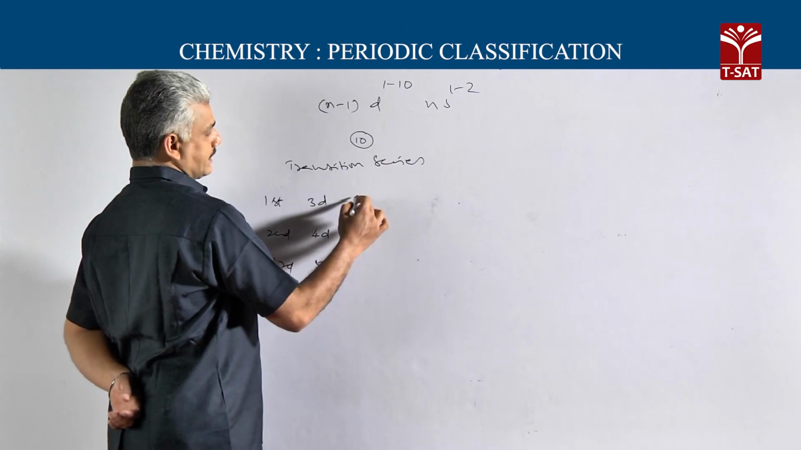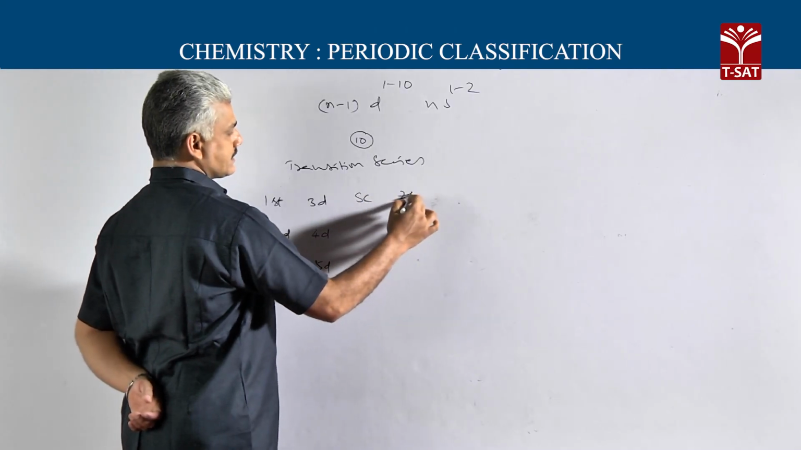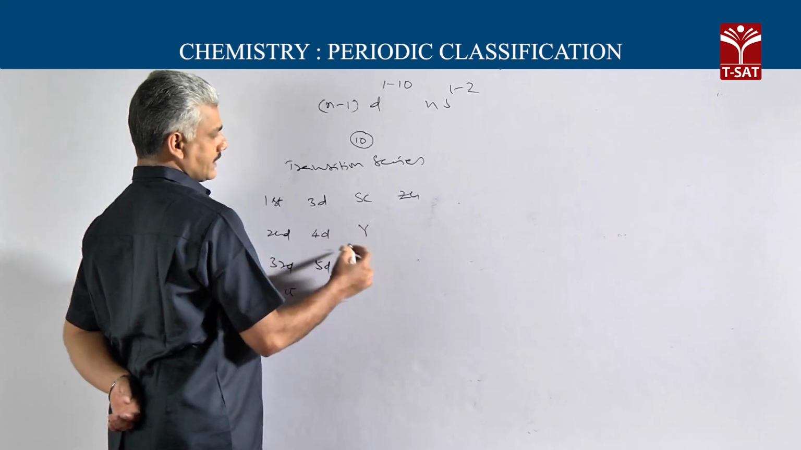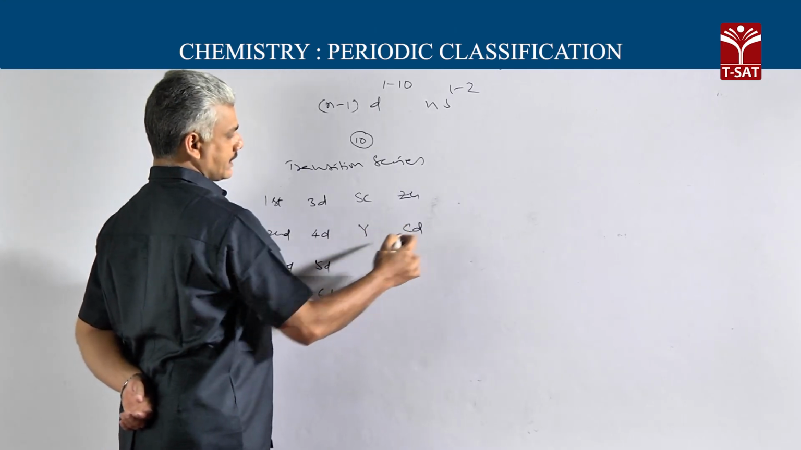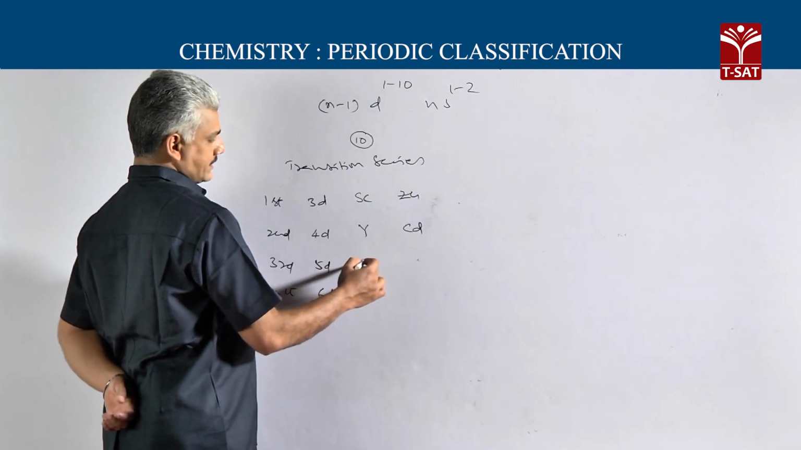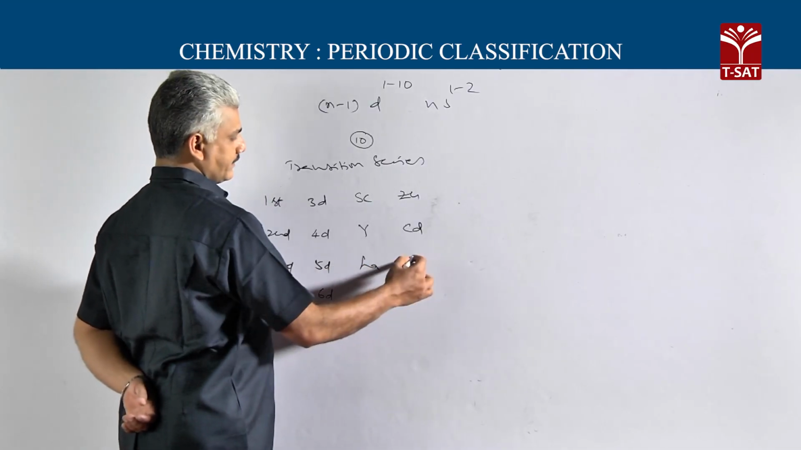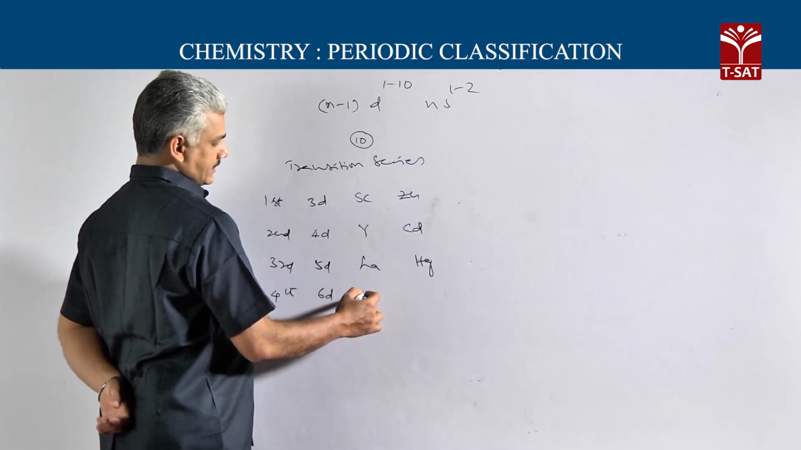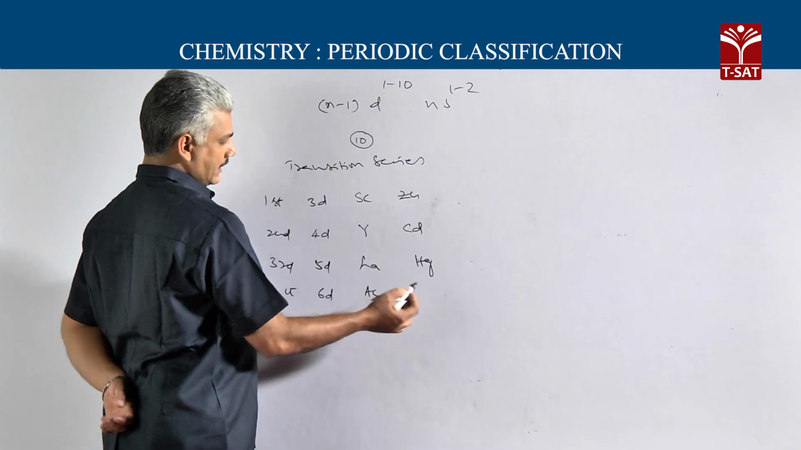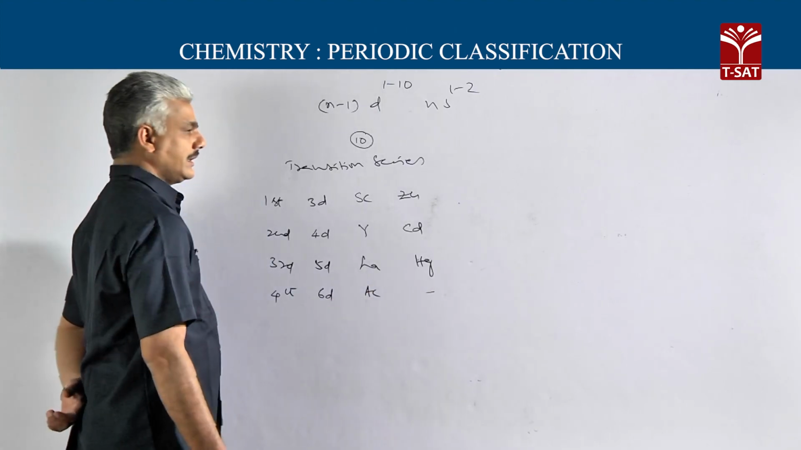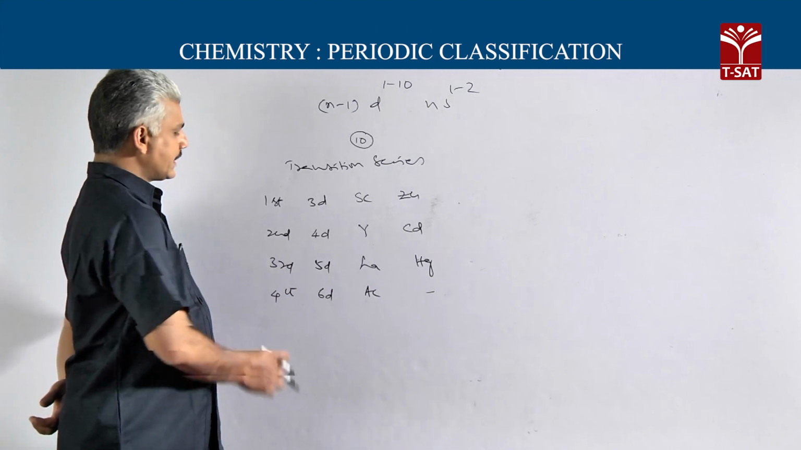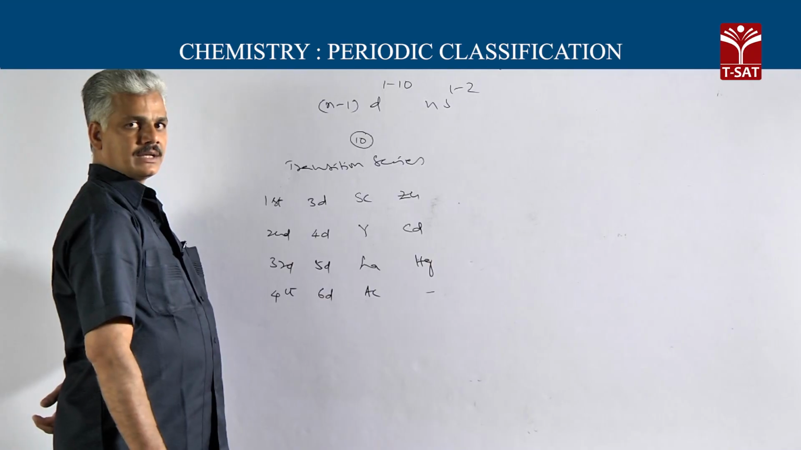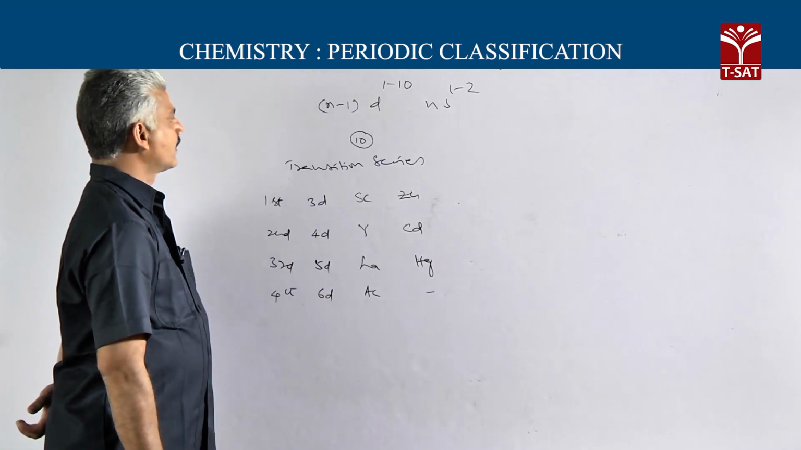The 3D series begins with scandium and ends with zinc. Second transition series begins with yttrium and ends with cadmium. Third transition series begins with lanthanum and ends with mercury. The fourth transition series begins with actinium and will stop in the middle itself. That is why this fourth transition series is also called as incomplete transition series.